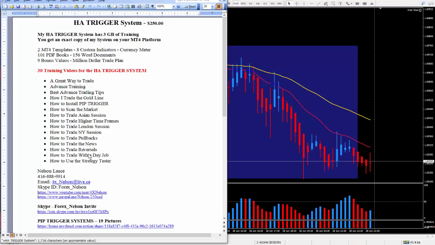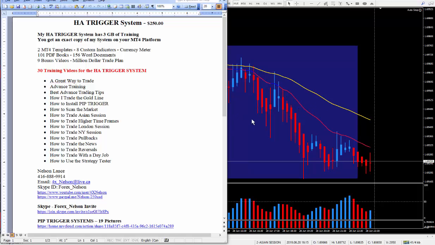Again, here's the Word document for the HA trigger, same price. A lot of the information down here is the same. And of course, basically, the training is slightly different because we're using Heikin-Ashi candles. But it's the same concept. The concept is always the same. Red, we're selling. Blue, we're buying.